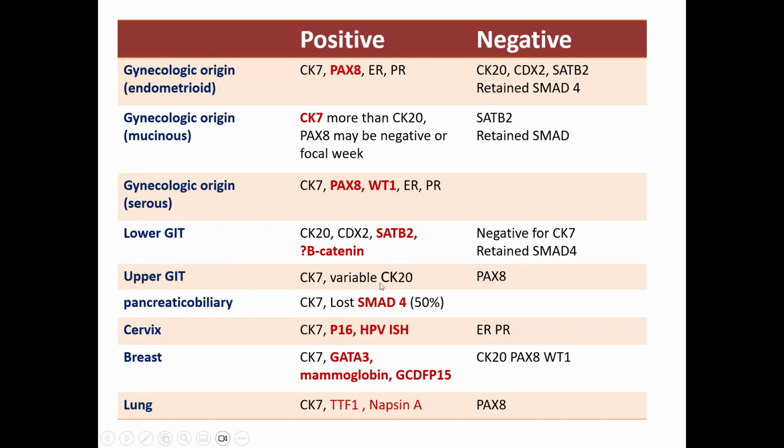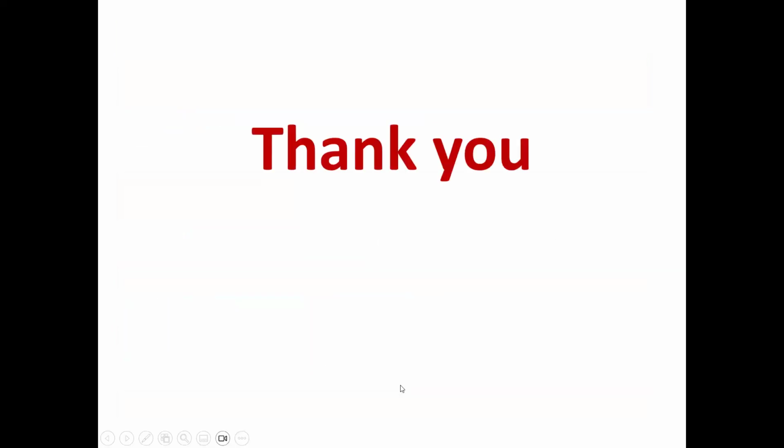For pancreaticobiliary, SMAD4 is lost in about 50% of pancreaticobiliary carcinomas, which can help in differential diagnosis. In the cervix, if we suspect extension from a cervical carcinoma, we can use p16 and HPV in situ hybridization. For the breast, we can use GATA3, mammaglobin, and GCDFP15. For the lung, we can use TTF1 and Napsin A. Thank you.